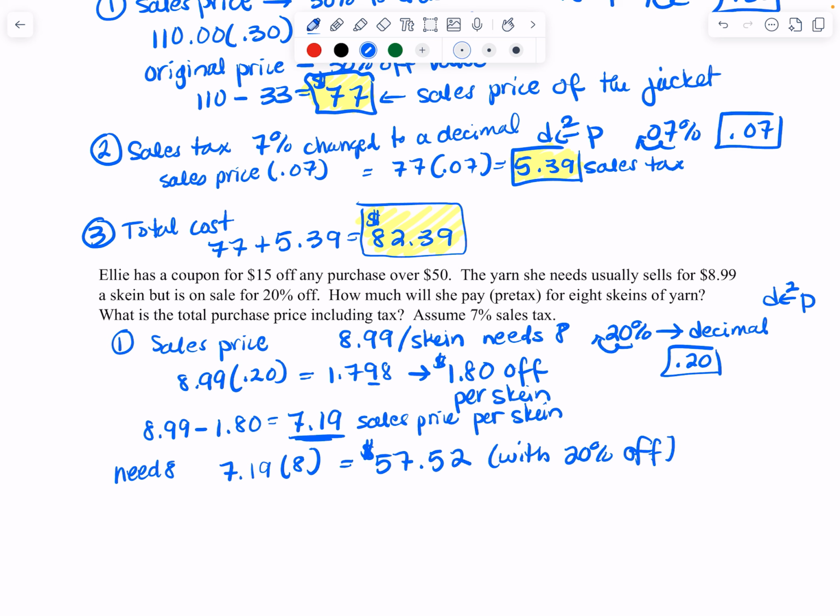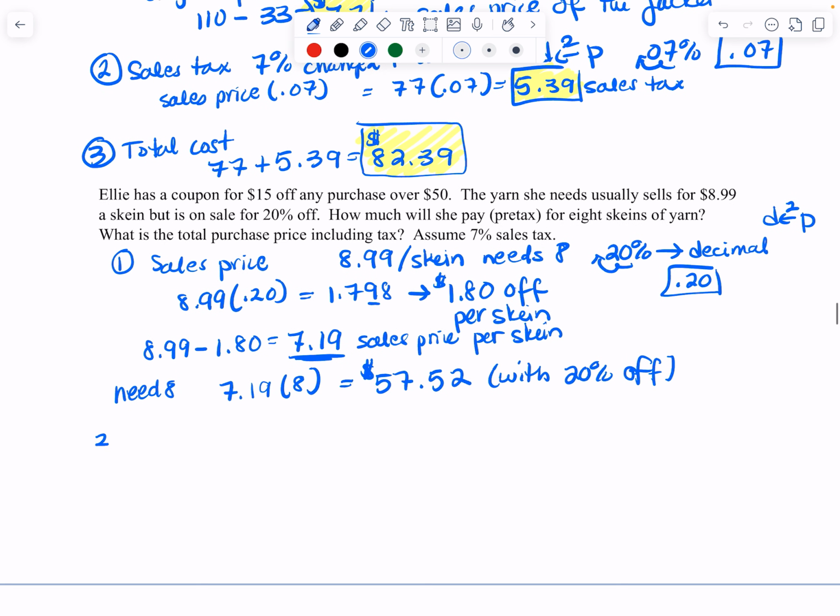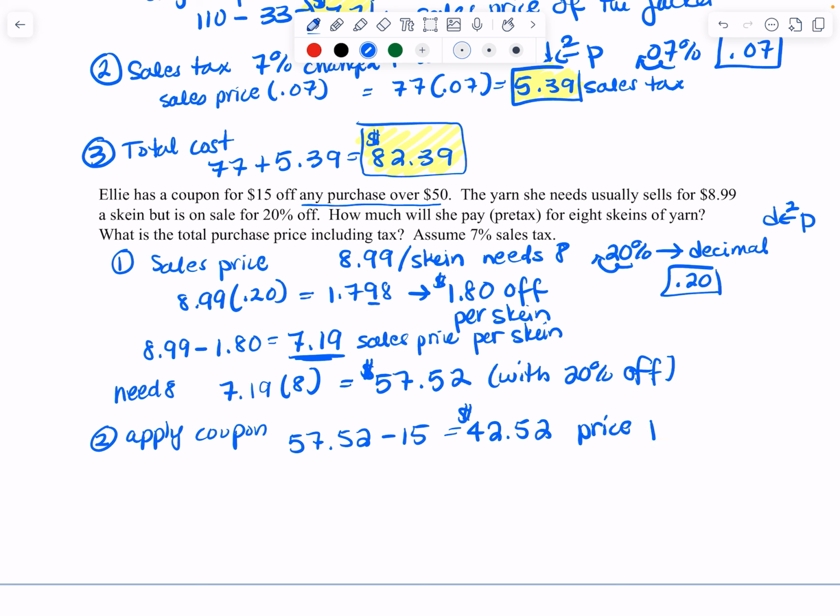Okay, now in addition to having 20% off because the skeins are on sale, she has a coupon. So we're going to apply the coupon. Because it says if she has any purchase over $50, she gets $15 off. So I'm going to take 57.52 minus $15. And I get $42.52. Okay, this is the price that she's going to pay pre-tax.